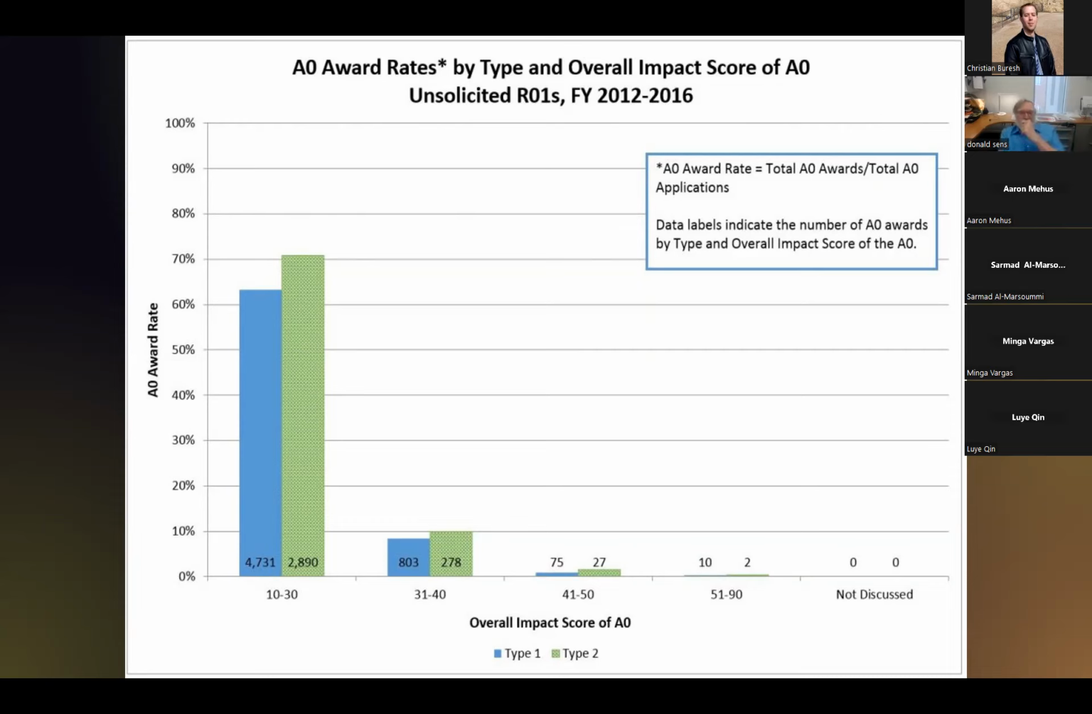And what will happen to these is your award rates, as you would expect, fall between your impact scores of 10 to 30. A lot of those grants will be funded. New ones, it'll be 60-some%. I think it's a little lower now. And renewals do a little bit better. What you see is a drastic fall off when you go to 31 to 40. And pretty much after an impact score of 40, nothing good's going to happen to your grant in terms of funding. And 51 to 90 is really not used anymore. It would just not be discussed.